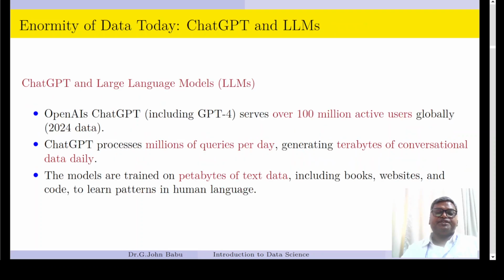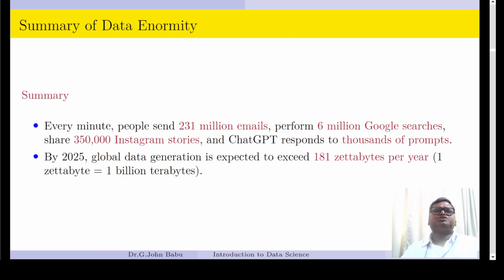OpenAI's ChatGPT serves 100 million active users globally, according to 2024 data. In 2025, it may be more than that. It processes millions of queries per day, generating terabytes of conversational data. And it is trained on petabytes of text data, books. You can imagine ChatGPT can answer almost anything because it has been trained with petabytes of text data, books, websites, code, learning patterns of human languages. It can answer in Telugu, it can answer in Tamil, it can answer in English. That means it has been trained on an enormous amount of data.